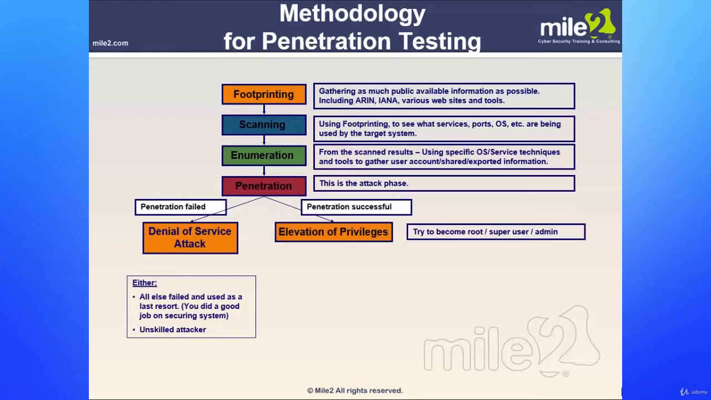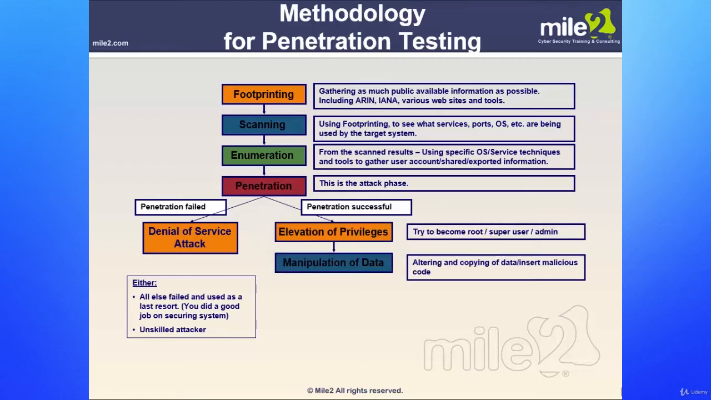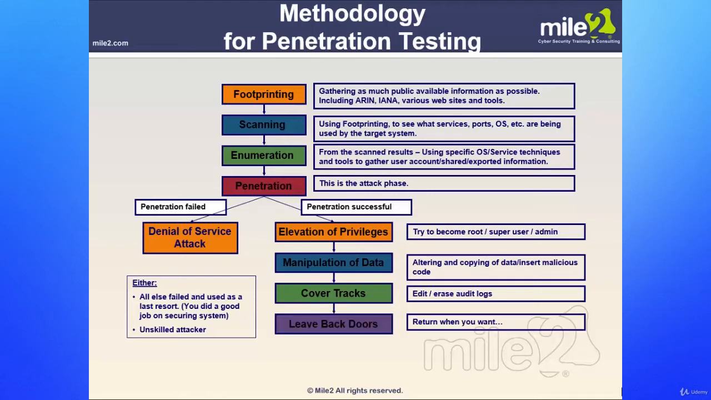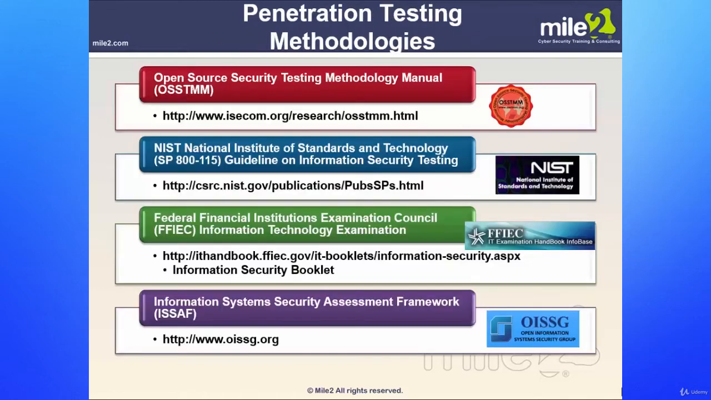If the penetration is successful, then we can go in and possibly do things like elevation of privileges, manipulation of data, covering our tracks and things like that. Good stuff. And of course, leave backdoors. Again, these could be your rootkits, using tools like Netcat, which we'll be talking about as well, and you'll need to know some things about that.